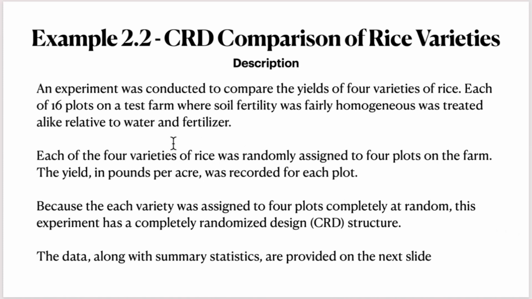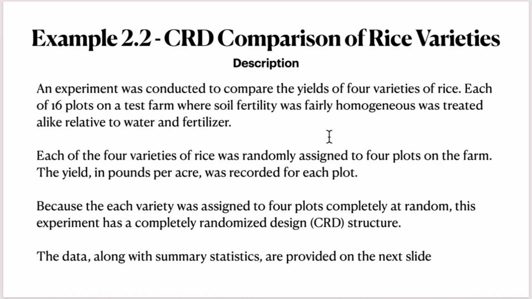Now, notice here, they talk about each of the 4 varieties of rice being randomly assigned to 4 plots on the farm. There is no mention here of any kind of restriction on that randomization. And so that tells us then that the treatments, the varieties of rice, were assigned completely at random. And so this is a completely randomized design.